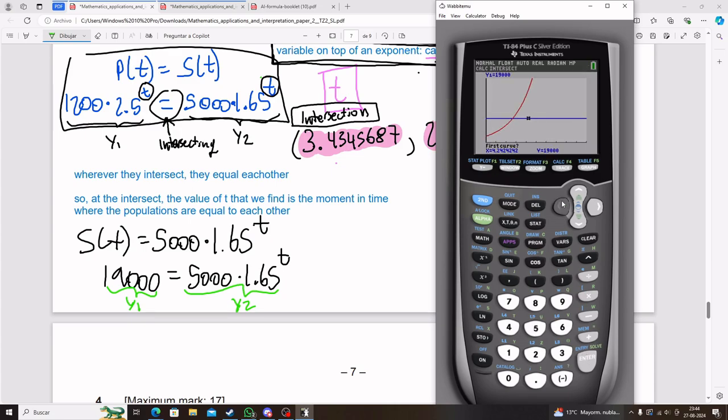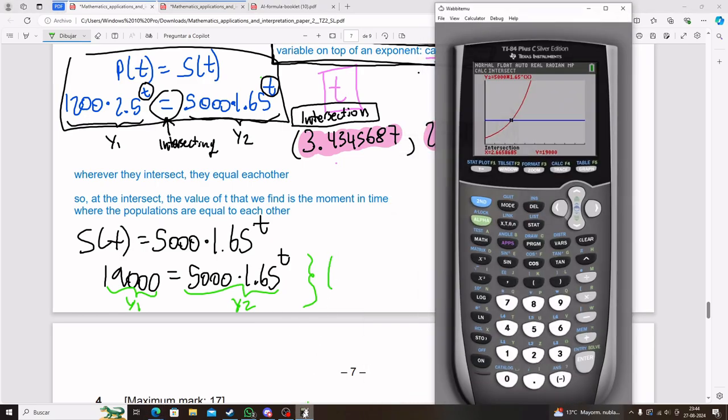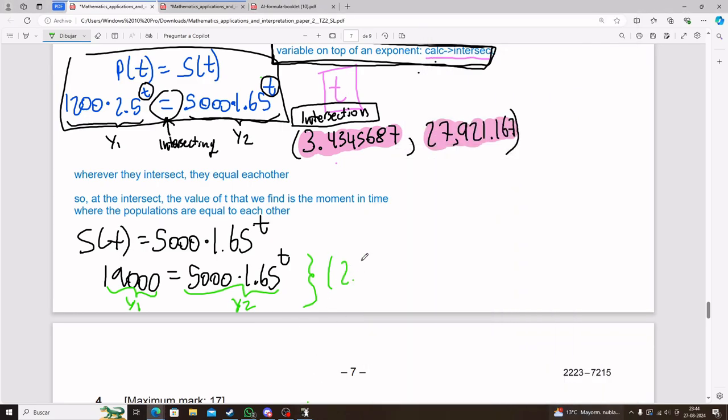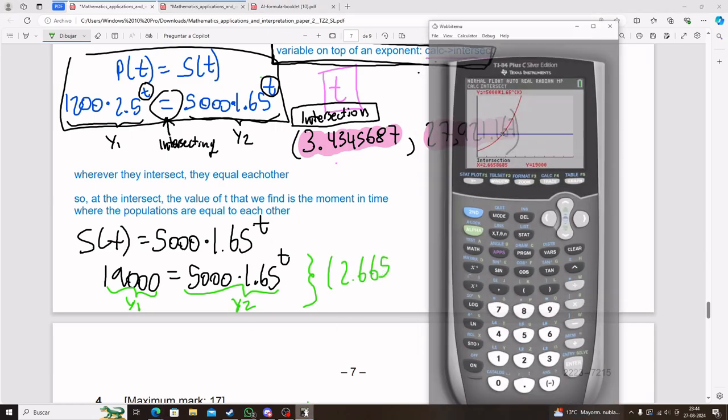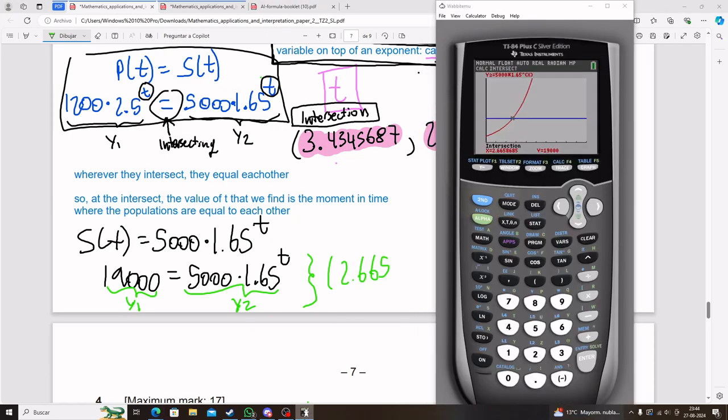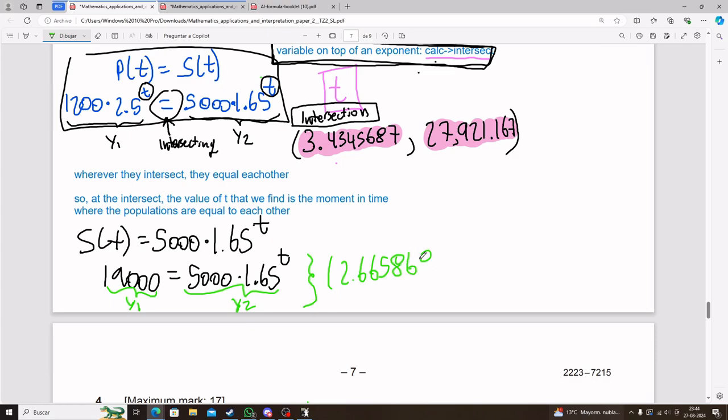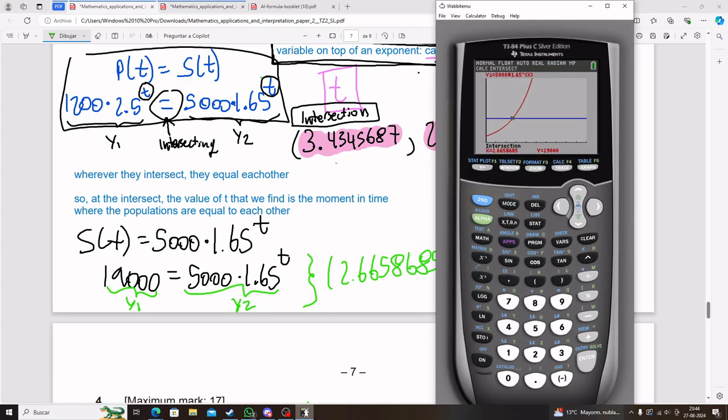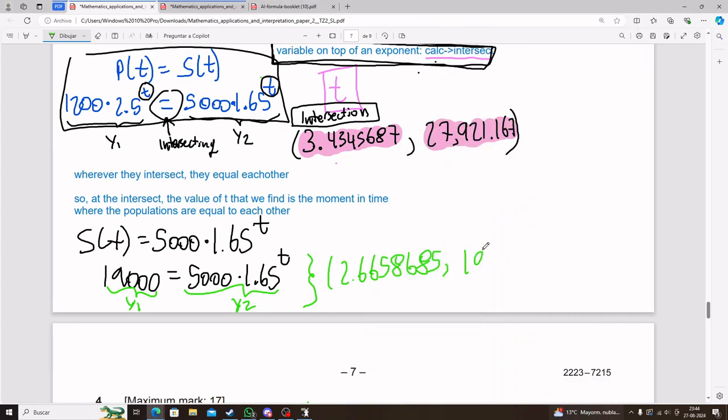So this is your first curve. This is your second curve. Guess anywhere because there's only one on screen. There it is. So the intersect we got, ¿cierto? From this was 2.665, 8685, comma 19,000.